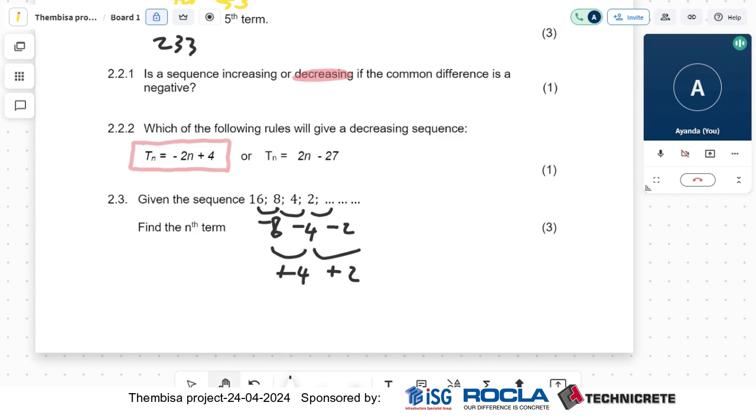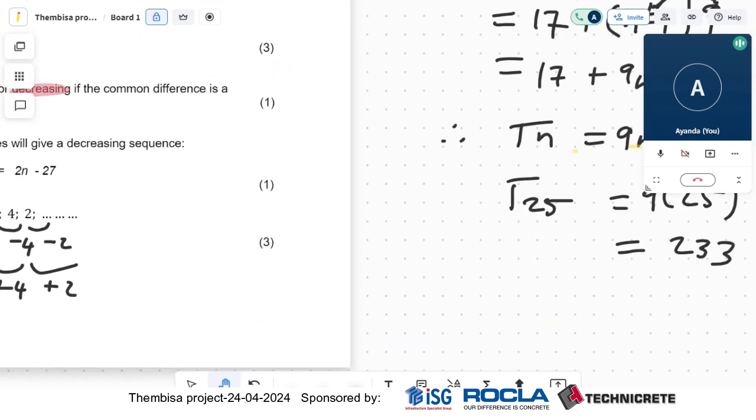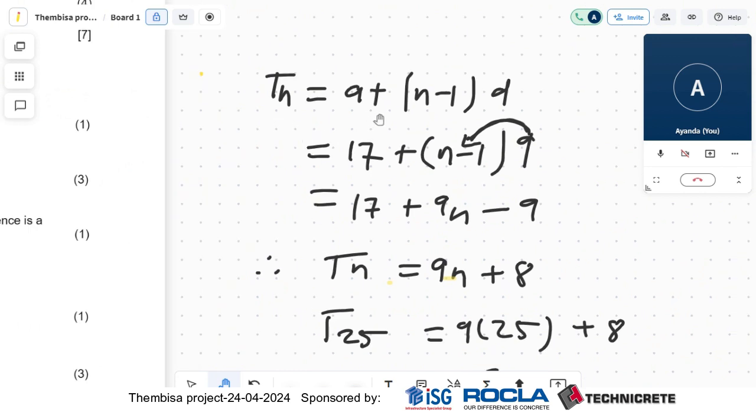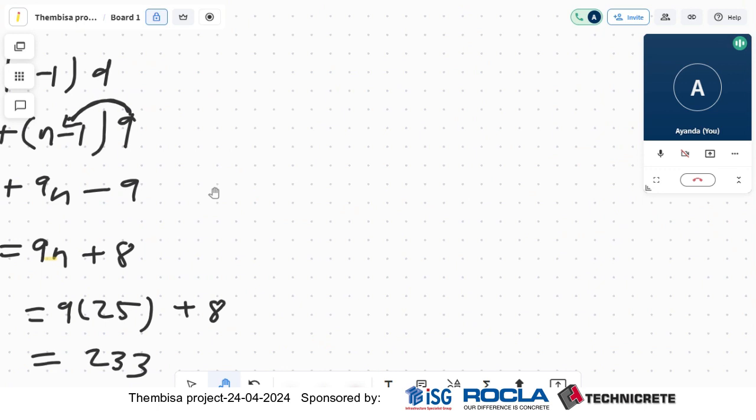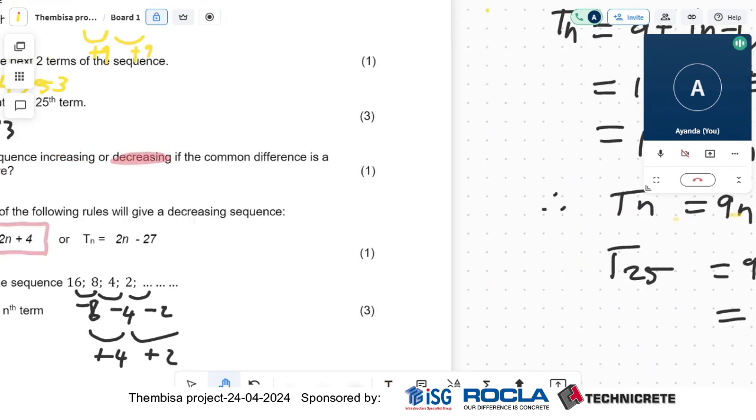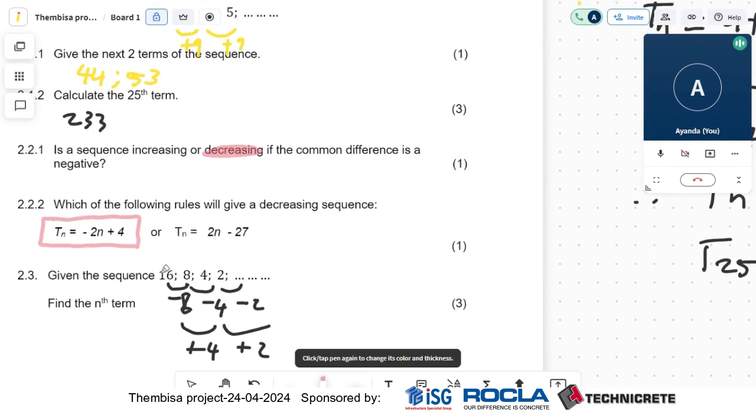So now it shows that we're not going to use the formula that we'd used up here before, Tn is equal to a plus n minus 1. Instead, we're going to use the formula Tn is equal to a times r to the power of n minus 1. A, remember, is our first term. So the first term in our sequence was 16.